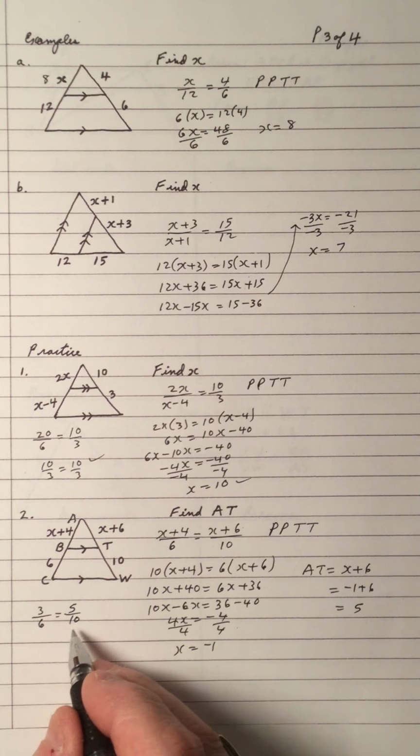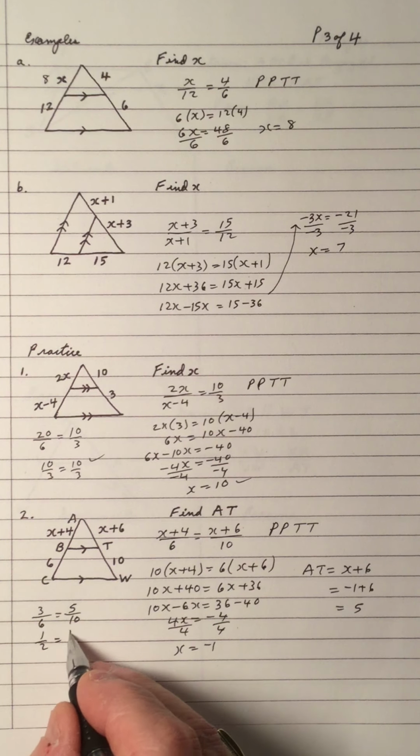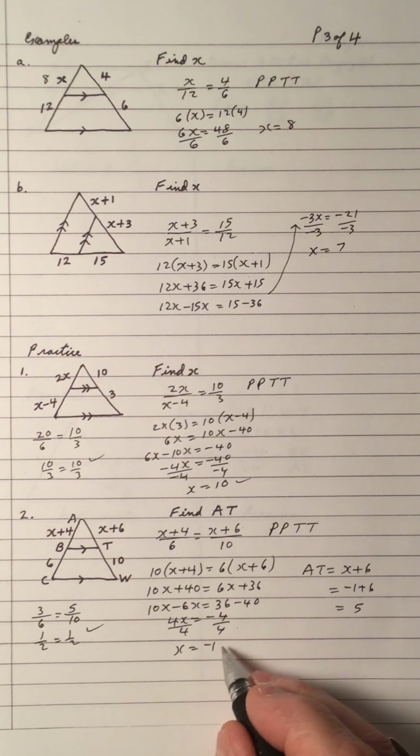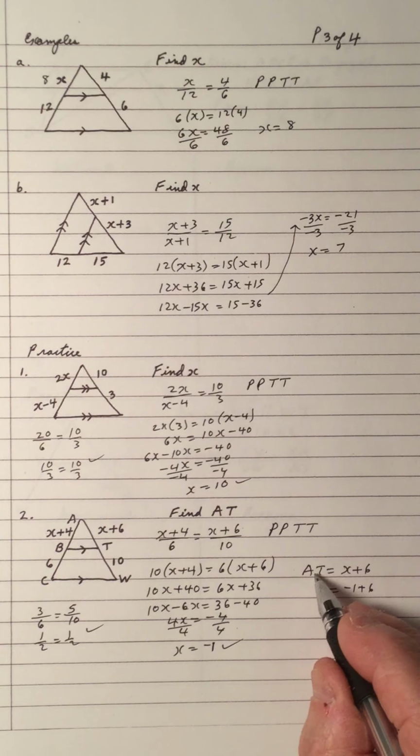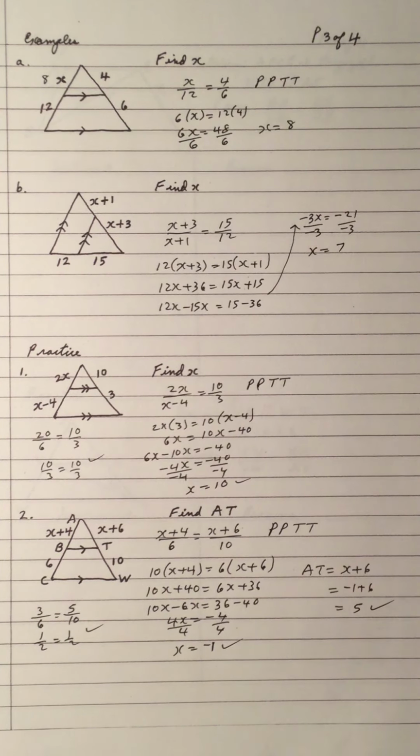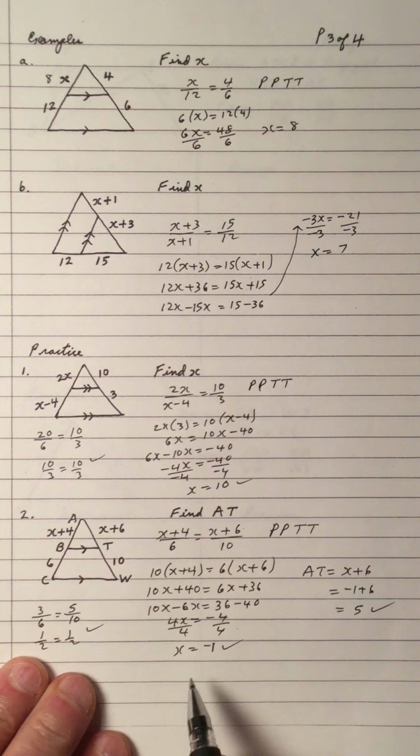And notice, if you cross multiply, 3 times 10 is 30. 5 times 6 is 30, so it's okay. Or if you reduce it, you get 1/2 equals 1/2. So it's true. So x equals negative 1. Correct. The length of AT is 5. Correct. So I deliberately made this a negative, but it still fits the problem.